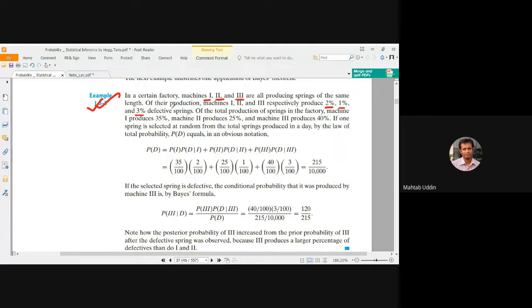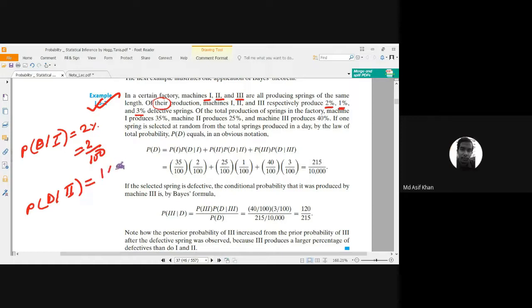Okay, look at this. The word is said their production, not the total production. That is, if machine 1 is used, then their defective is what? 2%. And 2% written as 2 by what? 100. That is, this 2% is not of the total. This 2% is of machine 1. Similarly, defect in machine 2. What's this? 1%, right? 1 by 100. Yes, sir. 1 by 100. Also, you can write 0.01.